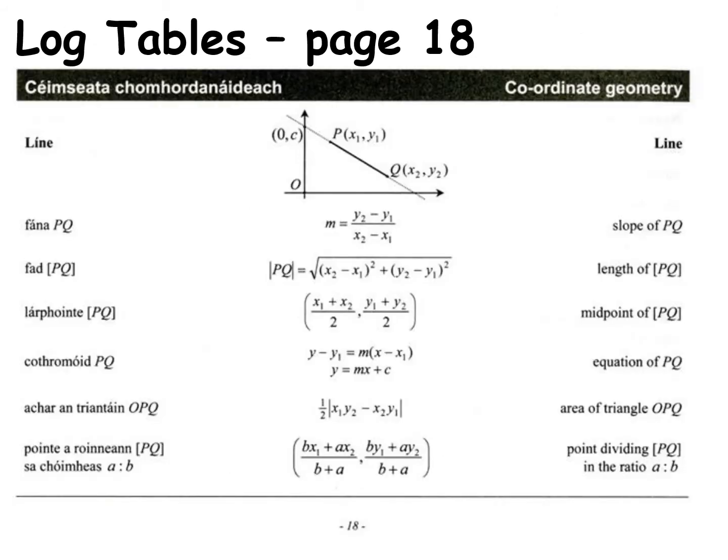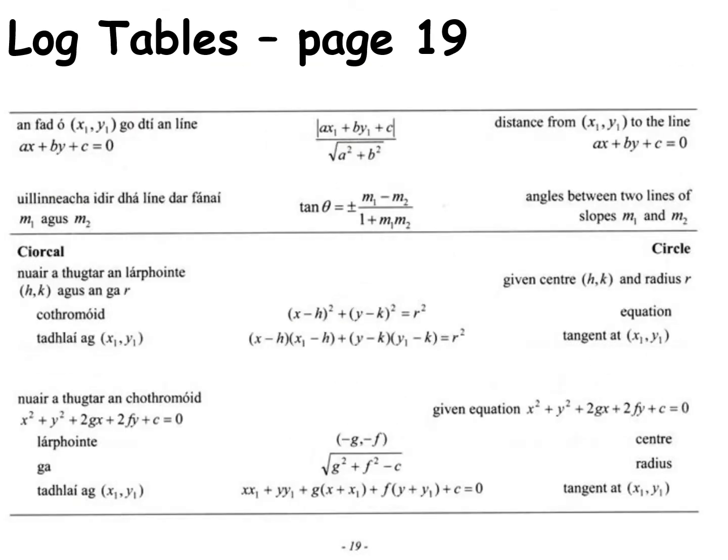So before we start, I just want to bring your attention to page 18 and page 19 in your log tables. Although page 18 and the top of page 19 are all line formulae, these formulae come up quite a lot when we're dealing with circle questions. And this is because a lot of what we do with the circle is linked into what we already know about the line. Page 19 at the bottom half has the circle formulae.